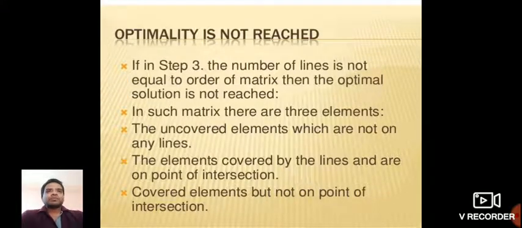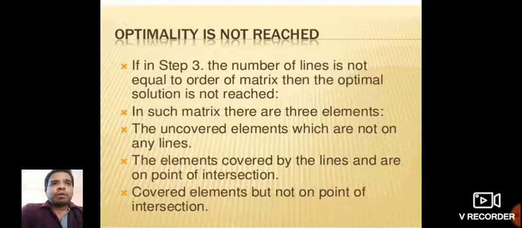Next comes the optimality test. In step 3, if the number of lines is not equal to the order of the matrix, then the optimum solution is not reached. As I said in the previous slide, if the sum of the horizontal or vertical lines we draw to cover all the zeros is not equal to the order of the matrix, then that solution will not be called optimum.